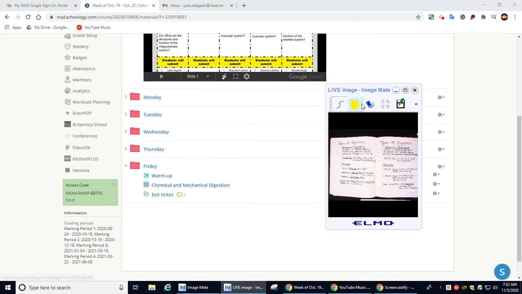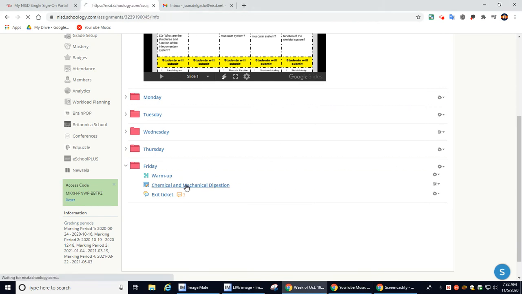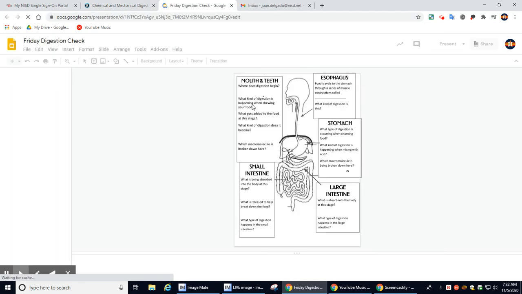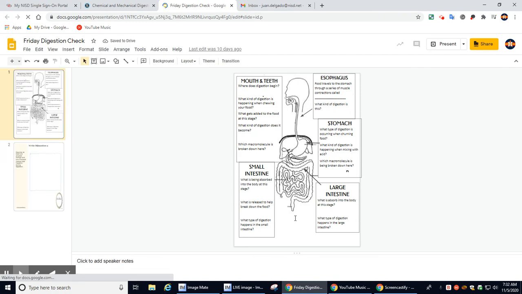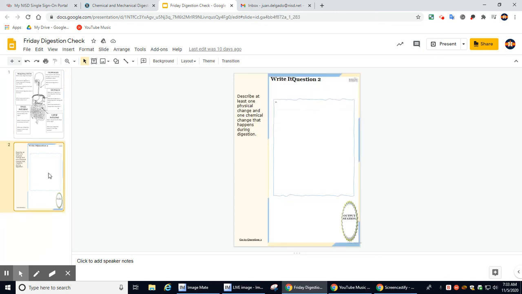So your assignment for this is called chemical and mechanical digestion. All you're going to do is answer the questions for each section of the digestive system. The ones that ask what kind of digestion is happening, all you have to tell me is whether it is chemical, mechanical, or both. Then the second piece: describe at least one physical change and one chemical change that happen during digestion. So you're giving me an example of a physical and a chemical change that happens to your food as it's going through the digestive system.